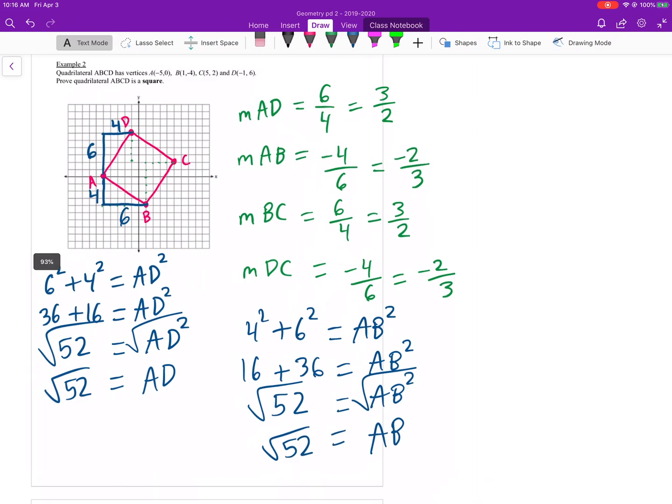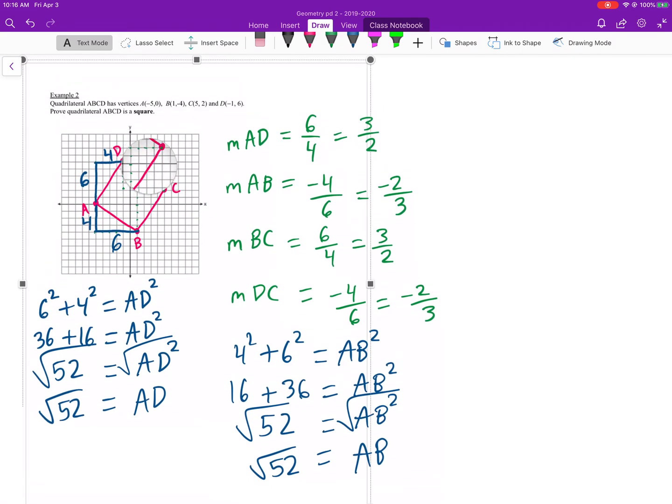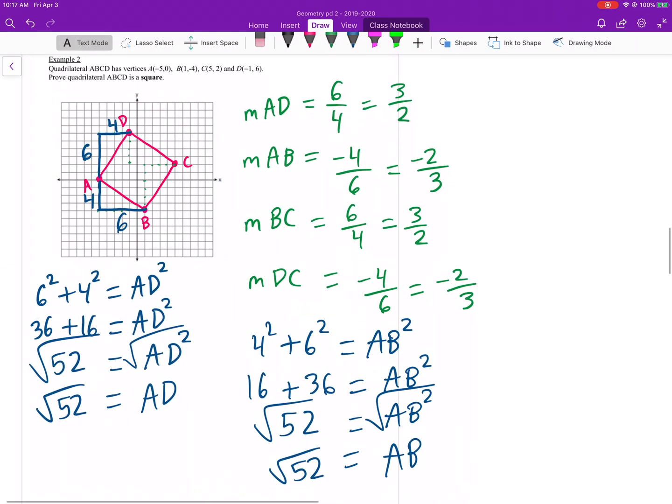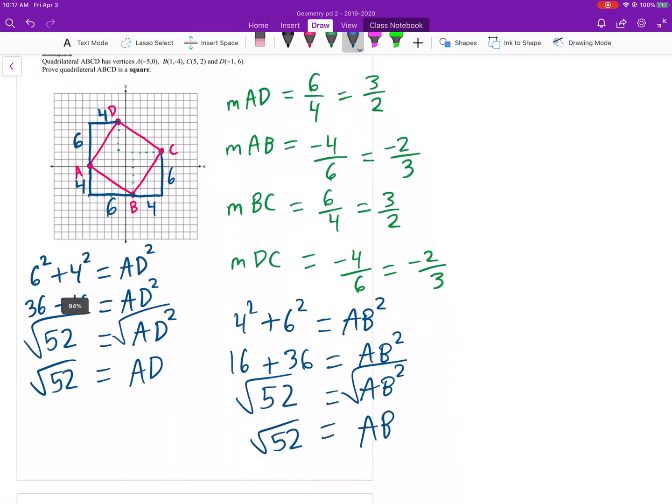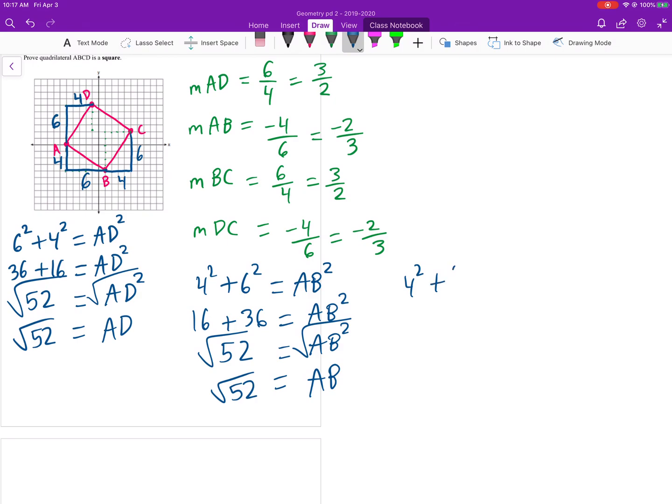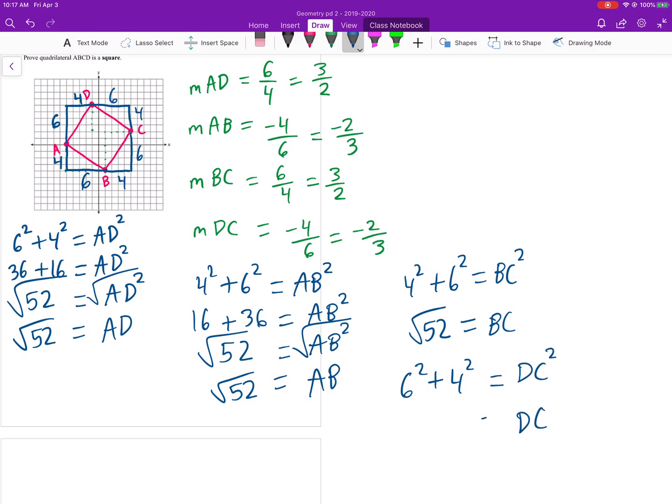Seems tedious, but you have to keep going. You have to show for all 4 sides. So for BC, make your right triangle. We have 4 and 6 again. So it'd be 4 squared and 6 squared gives you BC squared. Okay, just for time's sake here with the video, you're going to get again that BC when you're done solving is also radical 52. And the same thing for DC, same exact setup. This is 6 now and that's 4. So 6 squared and 4 squared is equal to DC squared. Solve, simplify, right? And you end up with radical 52. So you get 1, 2, 3, 4 equal sides.